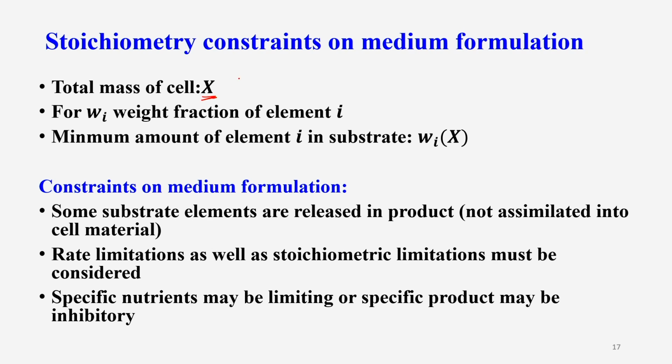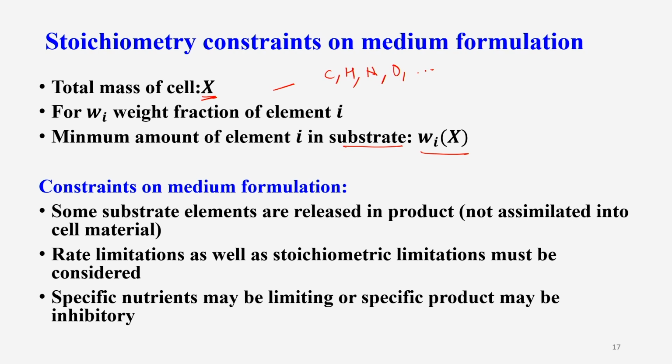Now, when you proceed further, you have to consider the cell as a product, and typically we refer cell as X, and a cell may have different elements like it may have carbon, hydrogen, nitrogen, oxygen and so on. So, if the weight fraction of element I is Wi, the minimum amount of element I in the substrate should be Wi into X. So, in this way we design the media. So, whatever is required for the substrate, the same amount it should be present in the media.